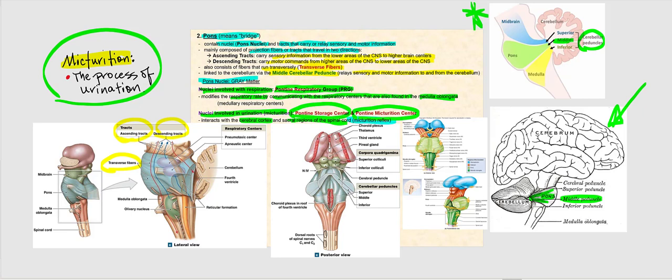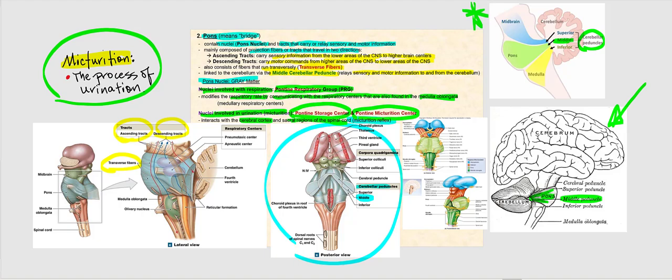So what I'd like to do is show you this posterior view. Take note of the cerebellar peduncle, and here is your middle cerebellar peduncle, once again consisting of these transverse fibers that run horizontally, linking the pons with the cerebellum.